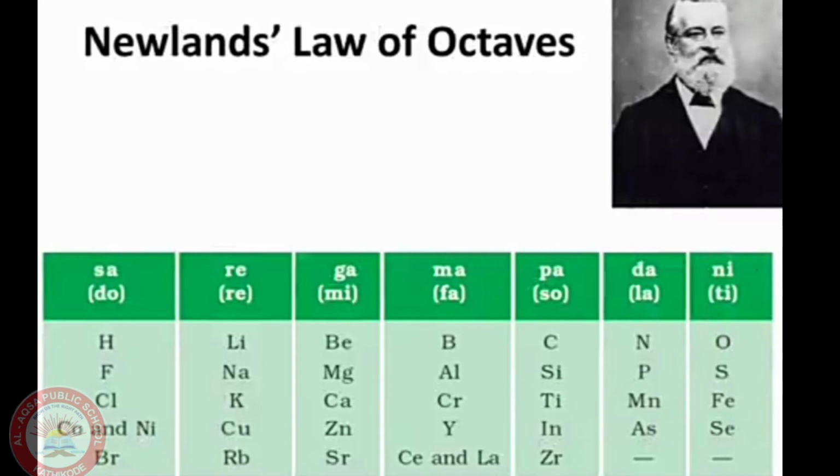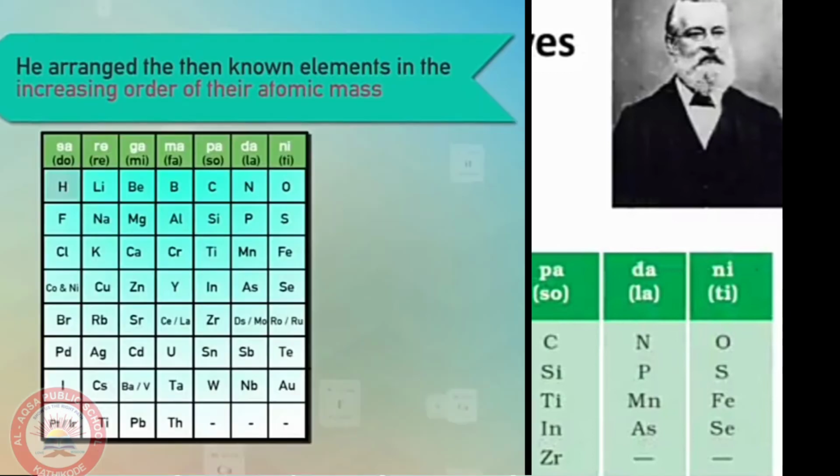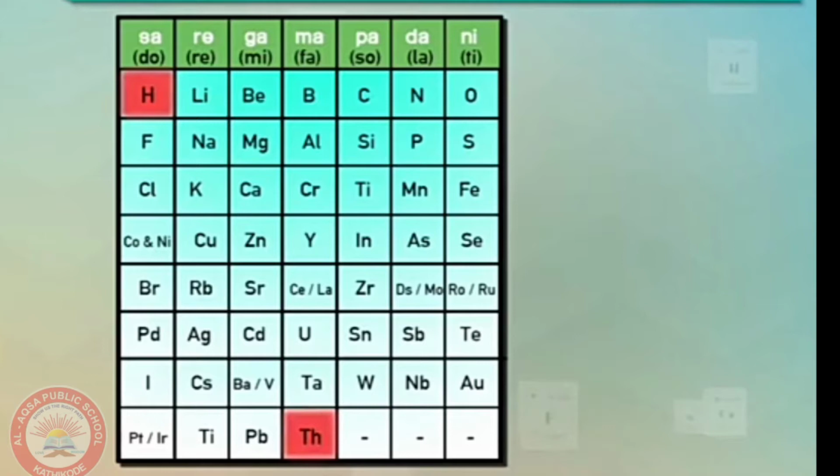In 1866, John Newland, an English scientist, arranged the then known elements in the order of increasing atomic masses. He started with the element having the lowest atomic mass, that is hydrogen, and ended at thorium, which was the 56th element.